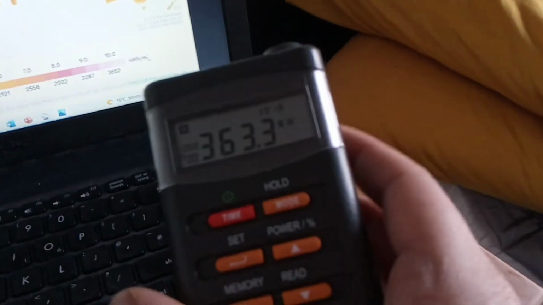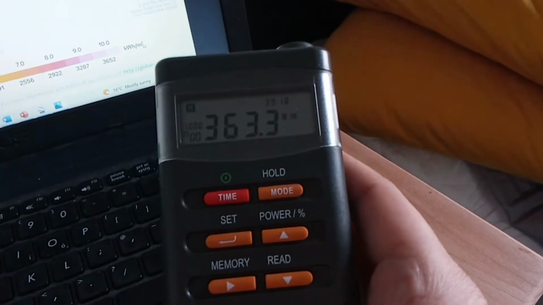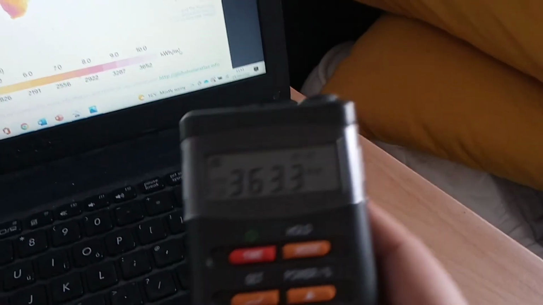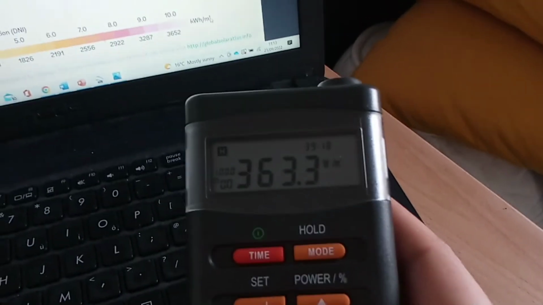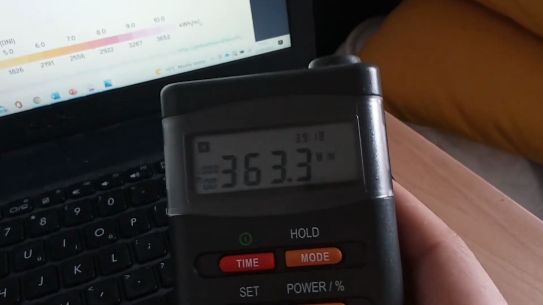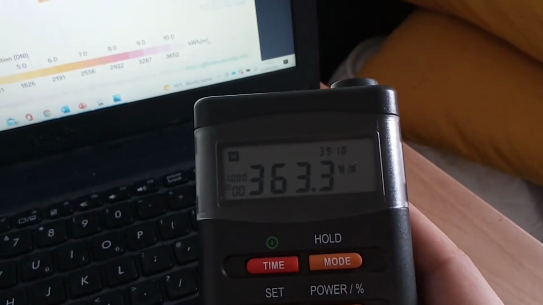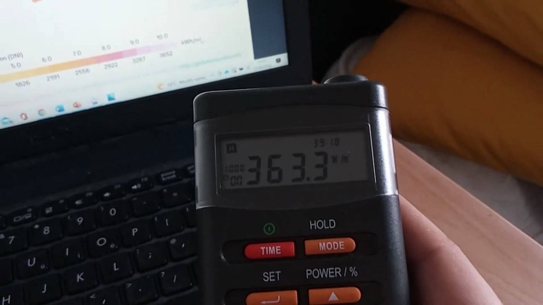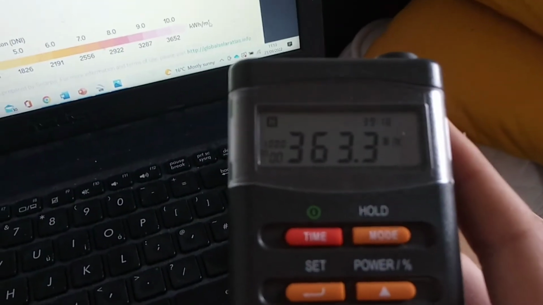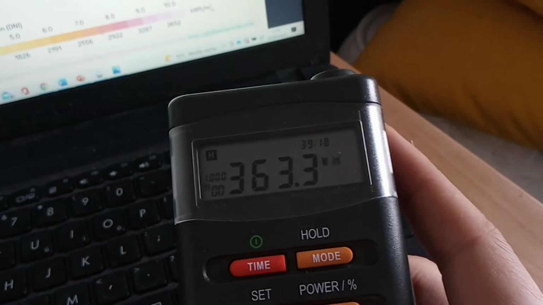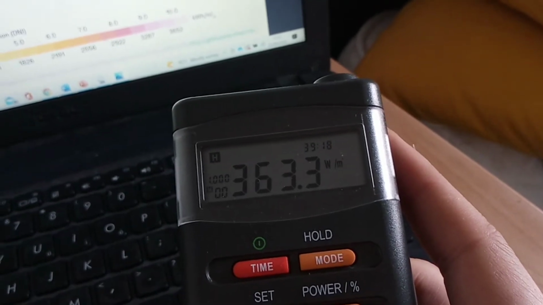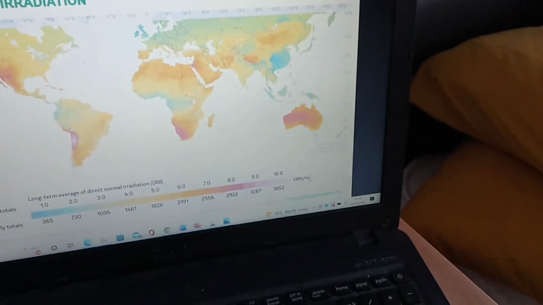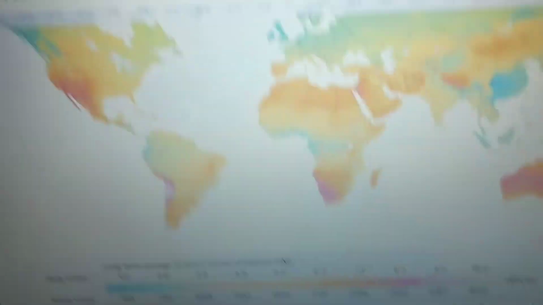Now this device, the RSM 400, is a solar irradiance meter. This reading I took from outside about 20 minutes ago or so, outside in direct sun, bearing in mind that there is cloud cover today and it is heading towards late September. So that was the reading, 363.3 watts per meter squared. But that's in Denbighshire, North Wales, so it's not going to be the same as in Pakistan.